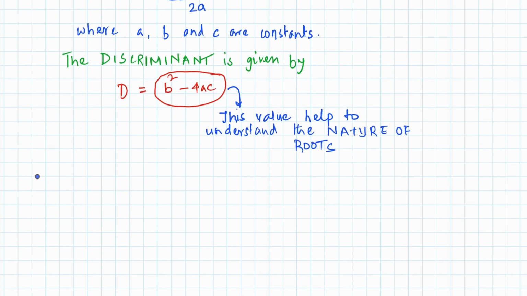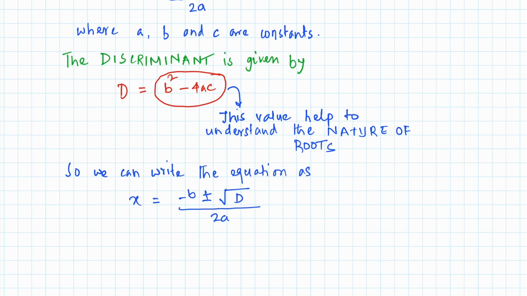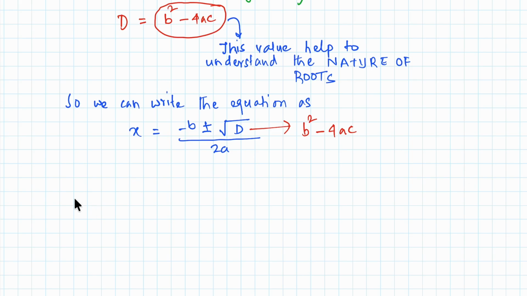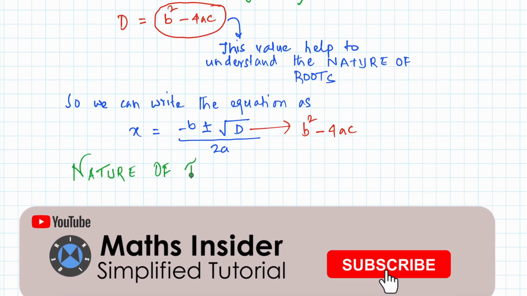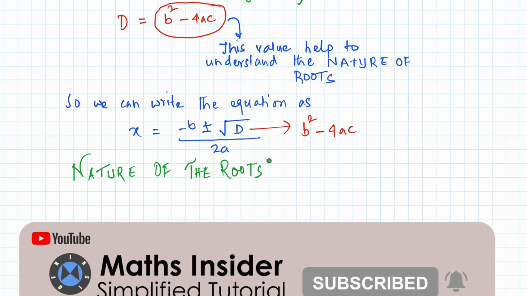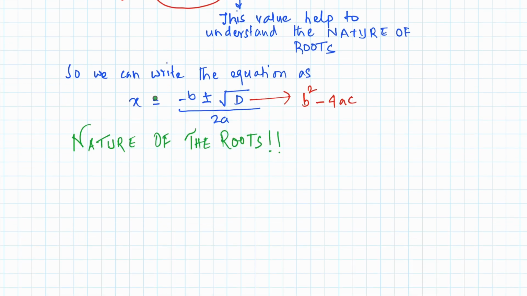Without actually solving the problem, if we find this value of D, we can find the nature of the roots. So we can write the equation as x equal to minus b plus minus root over D by 2a, where D is equal to b square minus 4ac. Only this small part, b square minus 4ac, can help us tell about the nature of the roots. Now we will go through the different natures of the roots. They are divided into three important cases.